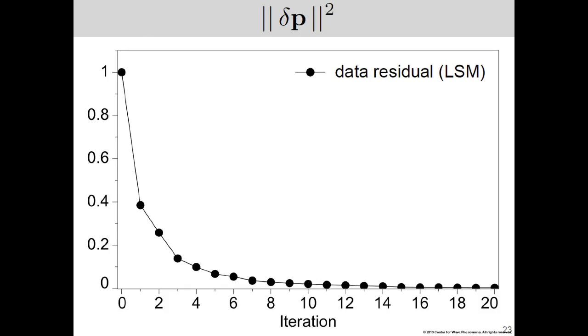The data residual behaves as expected. So here I'm showing the normalized norm of the data residual as a function of iteration number. And what we see is that the residual decreases monotonically with increasing iteration number, and that it looks like after 20 iterations the inversion has converged.